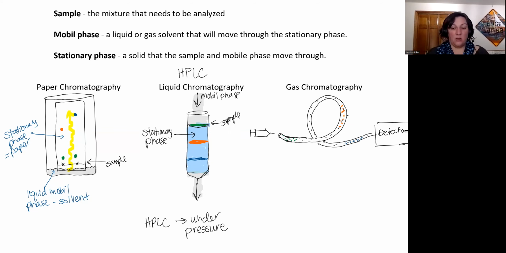Then we have gas chromatography. Gas chromatography uses a column just like liquid chromatography, but it is much thinner and much longer. It's actually just like a tiny tube. I just showed one coil here, but it's lots and lots of coils usually within the instrument. And here our stationary phase is in that coiled up column. It's usually beads of a compound or a coating on the tube for the column of a compound that creates the stationary phase.